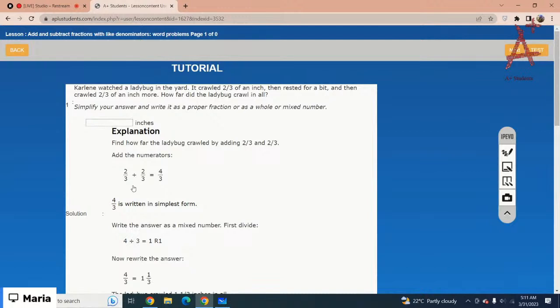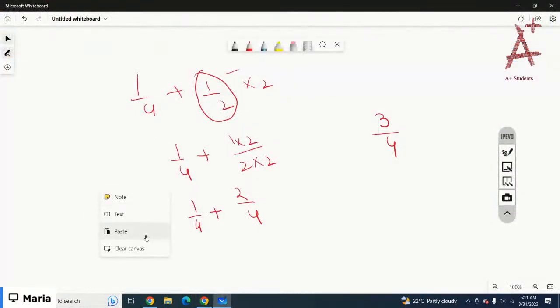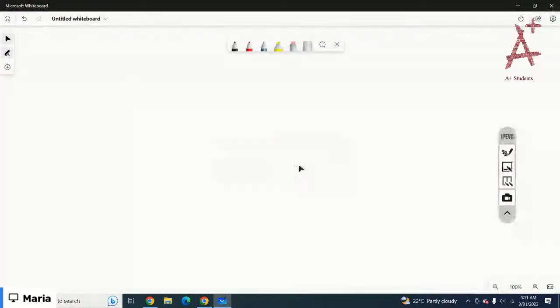Carolyn watched a ladybug in the yard. It crawled 2/3 of an inch, then rested for a bit, and then crawled 2/3 of an inch more. How far did the ladybug crawl in all? Also, you need to calculate the total crawl the ladybug did. Got it? So 2/3 first time and then again 2/3. So you have to add both the fractions. So you have to do 2 by 3 plus 2 by 3.